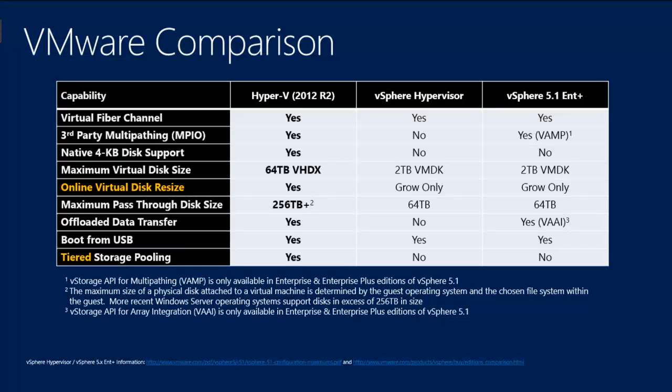But if I did want to use pass-through disks, I can still live migrate VMs around that have got pass-through disks, which is a common question I get asked. You've got a pass-through disk presented from a host, presented from the SAN to a host. Can I move that VM around? Yes, you still can. Okay? And the final area, that boot from USB, yep, it's across the board.